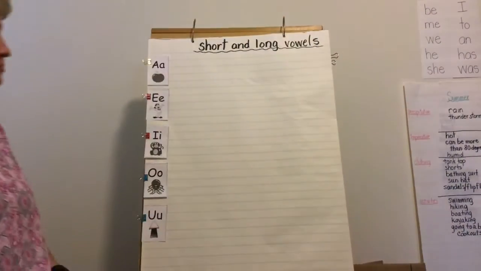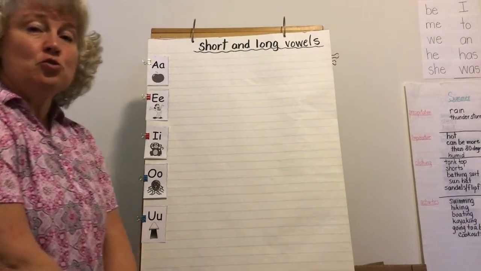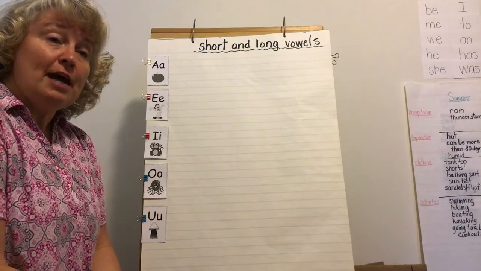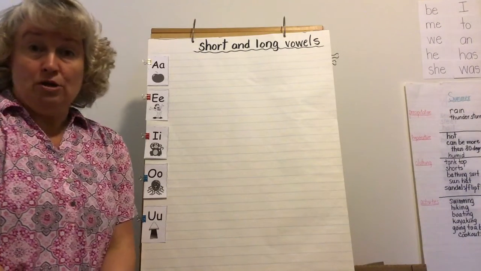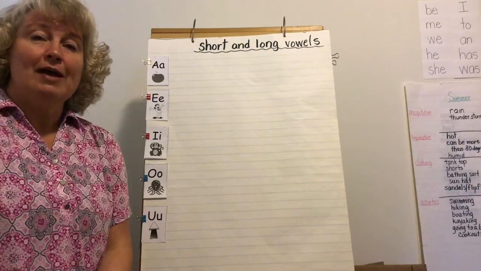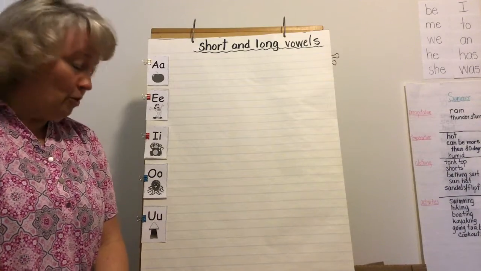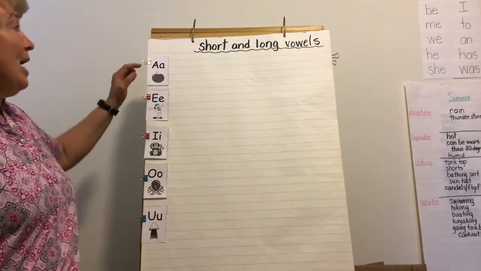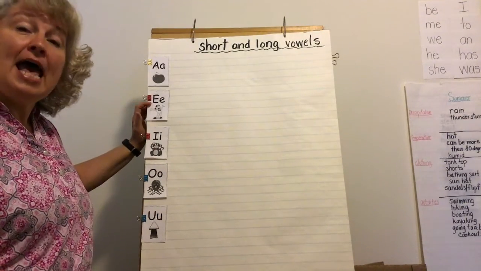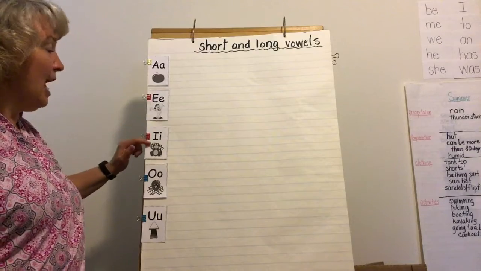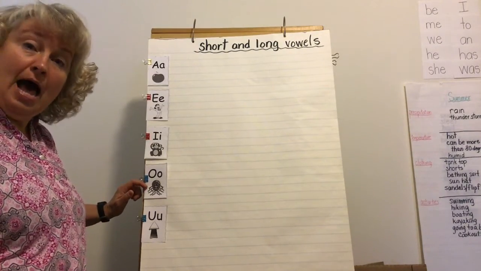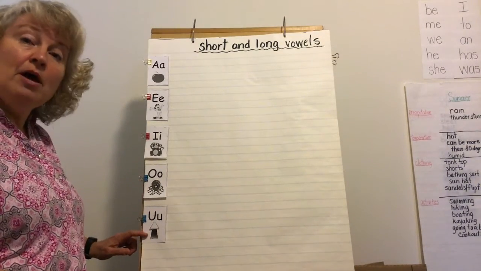Hey, everybody. All right. So when we were in school and we were learning our letters and the sounds that they made, we learned the sounds that A, E, I, O, and U make. The sounds that we learned were the short vowel sounds. So we had A, apple; E, ed; I, itch; O, octopus; and U, up.